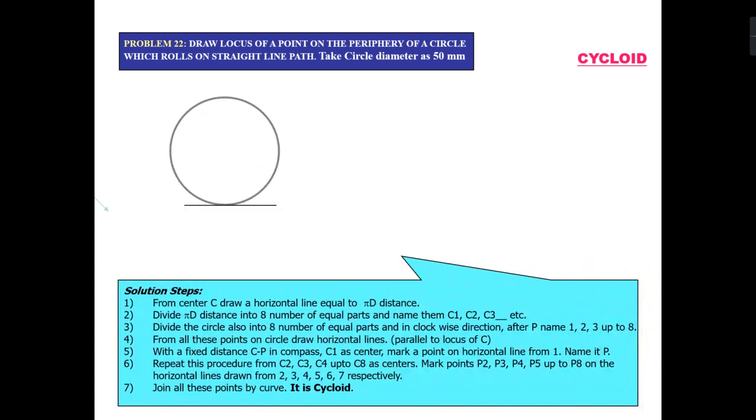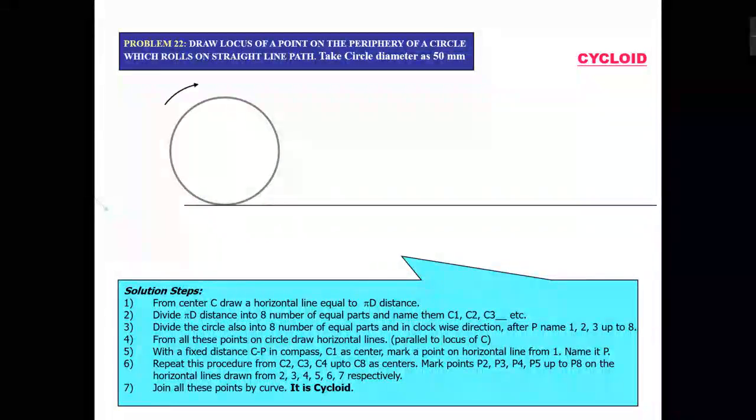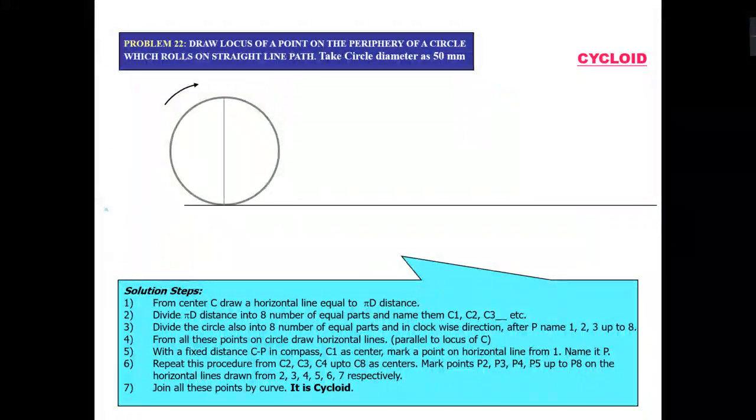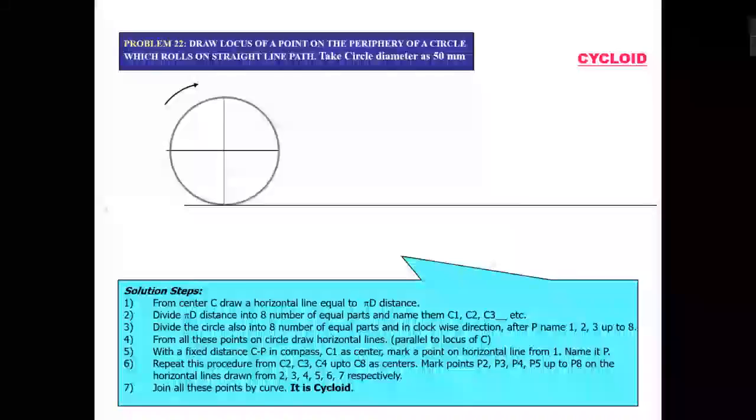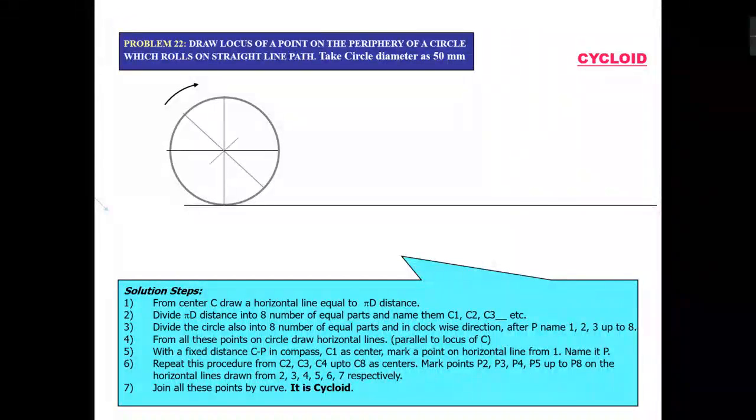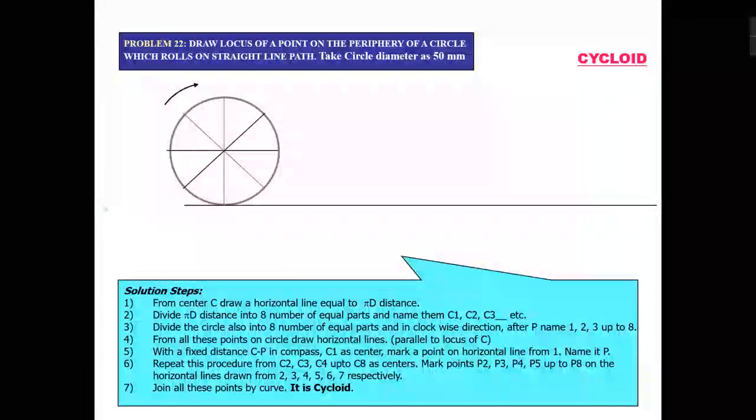Suppose the problem is given: draw the locus of a point on the periphery of a circle which rolls on a straight line. Take the circle diameter as 50 mm. So you have to draw a cycloid, right? First you draw the straight line and a circle having a diameter of 50 mm. After doing that, you have to cut this circle into at least 8 parts, or you can also divide it into 12 parts.